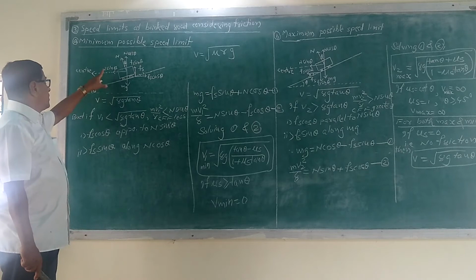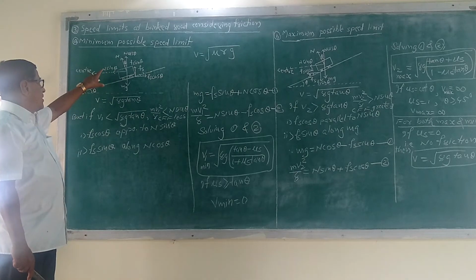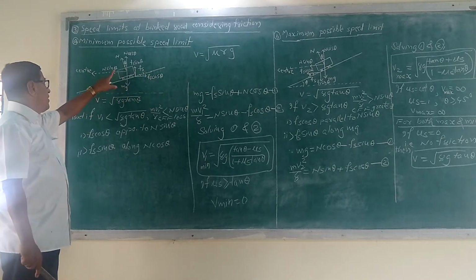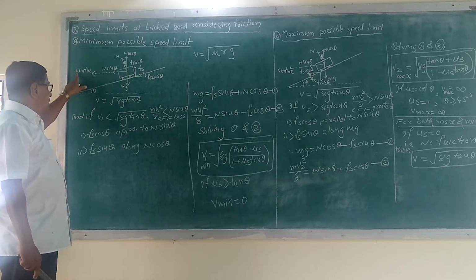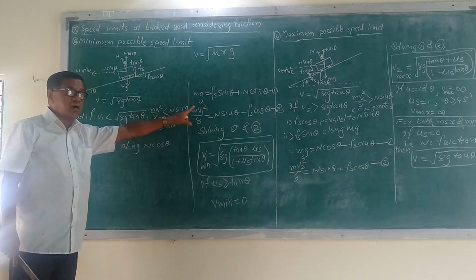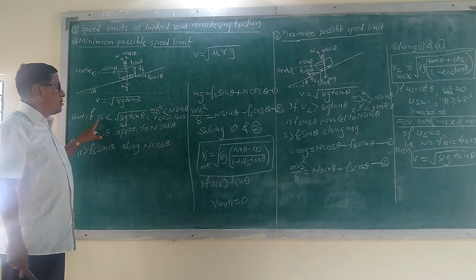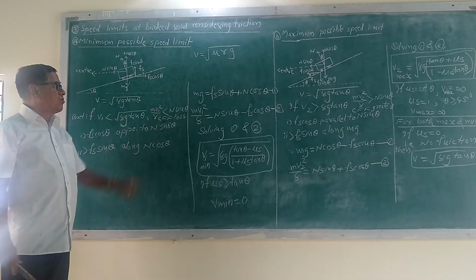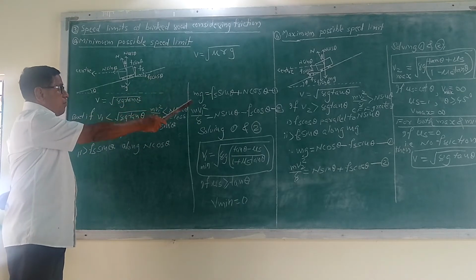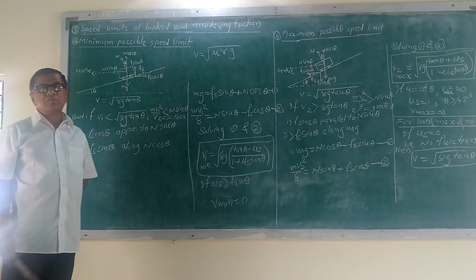Now here n sin theta is in this direction and Fs cos theta in this direction, and the centripetal force is towards the center. Therefore, the centripetal force m v1 square upon r is equal to n sin theta minus Fs cos theta. Here we have taken the velocity as v1. That is equation number 2.